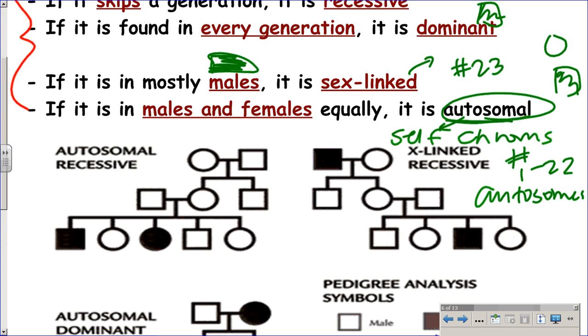Question? Would it still be sex linked if it was mostly in females too? No, because if it's mostly in females, it's going to be more common in males. Because that's just how the probabilities work out when you have the X chromosomes.